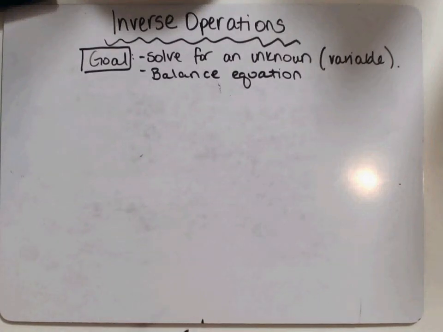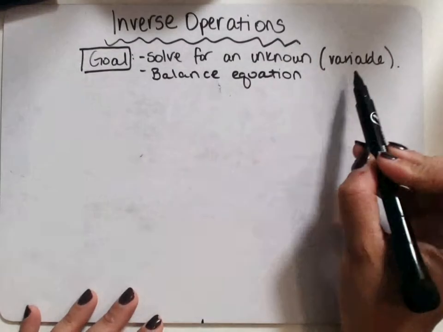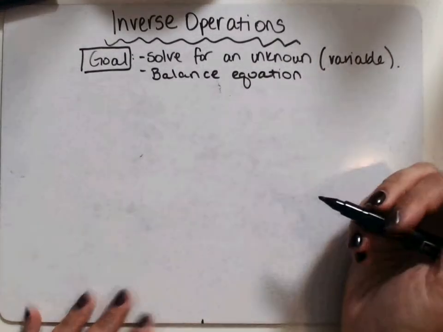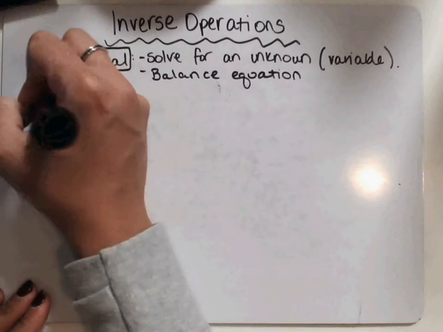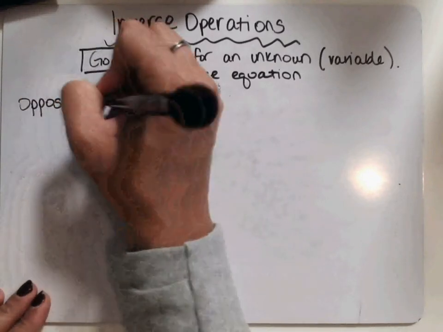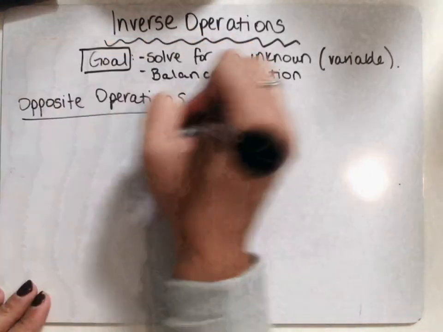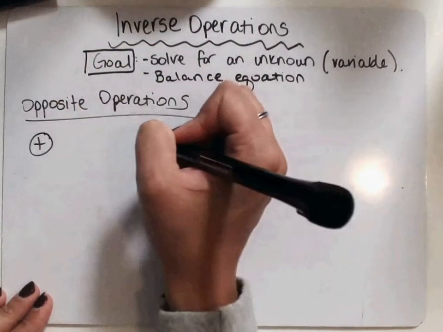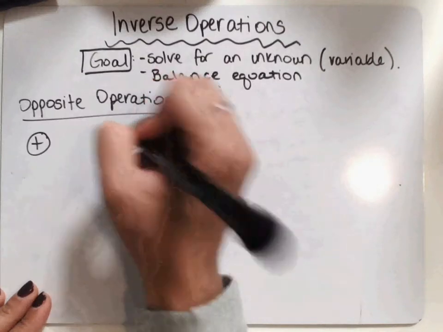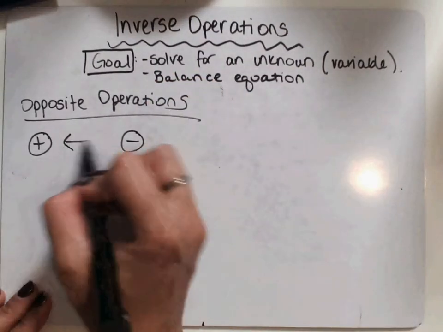So for the past few years, you guys have been learning about inverse operations, which we use to solve for an unknown variable and to balance equations. They're also known as opposite operations. So we know that the opposite of addition is subtraction, and the opposite of subtraction is addition.